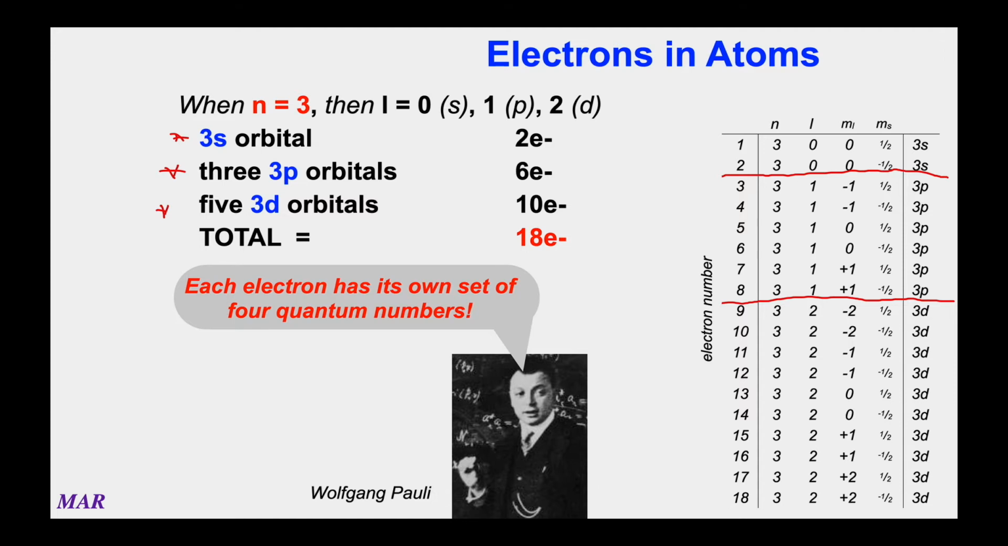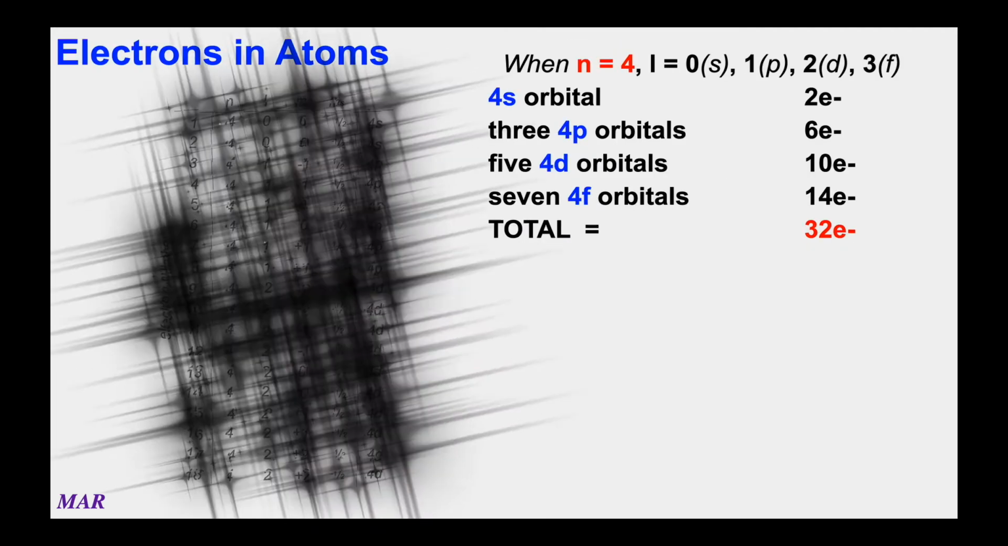3p, and 3d. The 3s subshell has 1 orbital for 2 electrons. The 3p subshell has 3 orbitals for 6 electrons. And the 3d subshell has 5 orbitals for 10 electrons. There are 18 electrons total in n equals 3. Oh, but you can keep going.